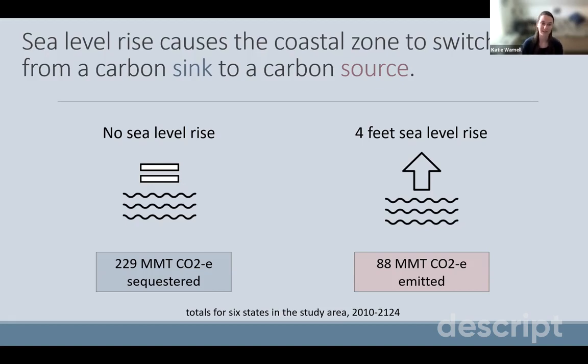If you use a lower sea level rise scenario, of course, you get less habitat change, and so you get a little bit less of that carbon emission happening. But we did find that even with a lower sea level rise scenario, we still saw this switch overall. There just wasn't as much carbon being emitted under the sea level rise projection.